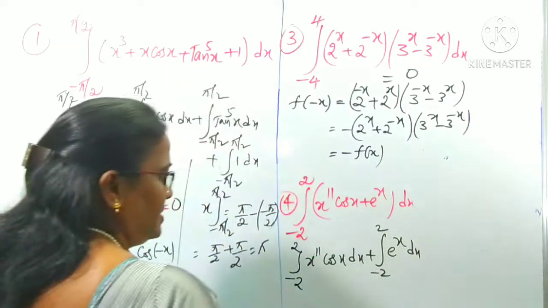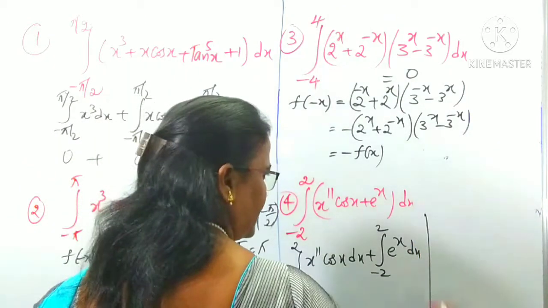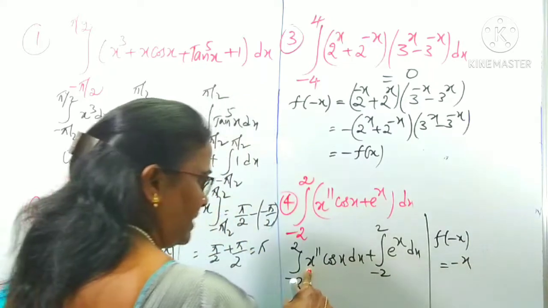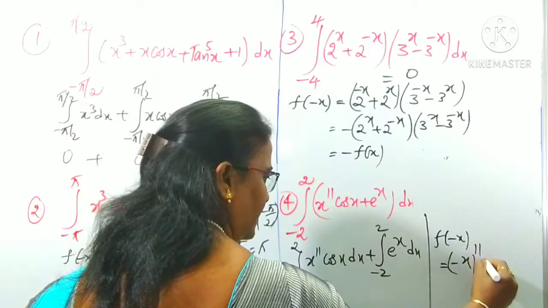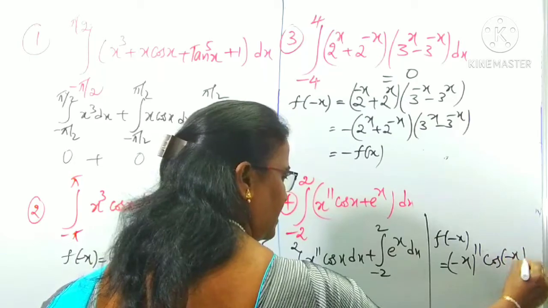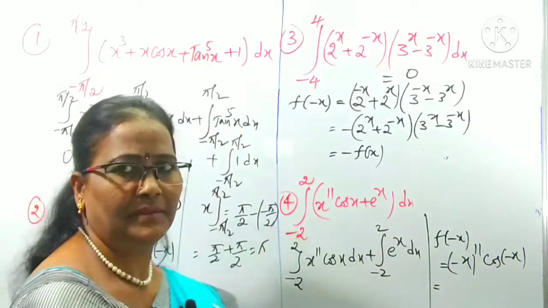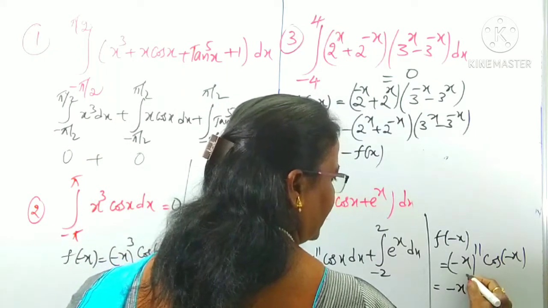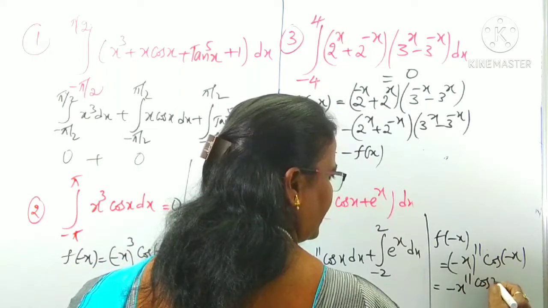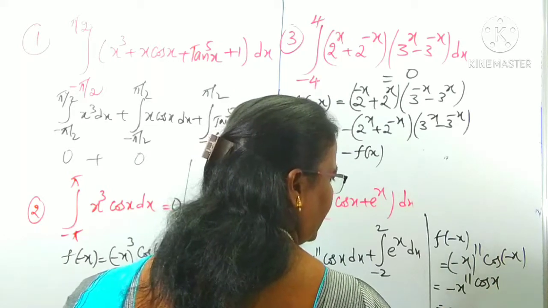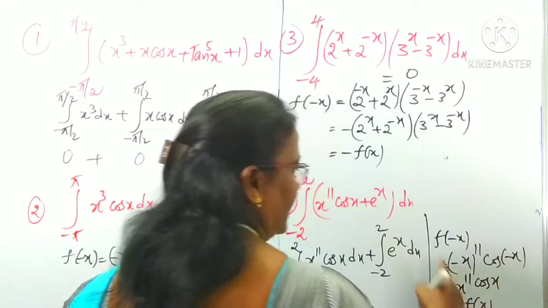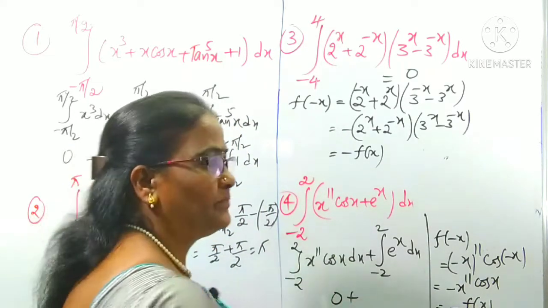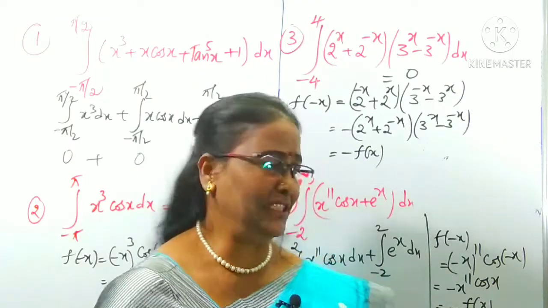In the first function, here f of minus x is minus x whole power 11 into cos of minus x. Right? Minus x whole power 11 is what? Minus x power 11, because the power is odd. Minus x power 11 into cos of minus x, which is cos x only. Therefore, this is clearly minus f of x. F of minus x is equal to minus f of x means 100%, this is 0. Now, what you have to find out?